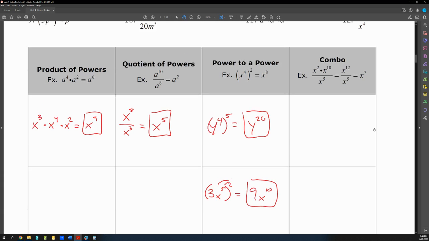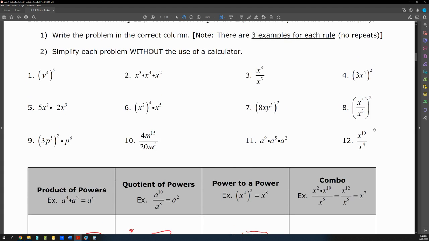All right. So go ahead and sort numbers 5 through 12. You can pause the video and then unpause the video to check your work.